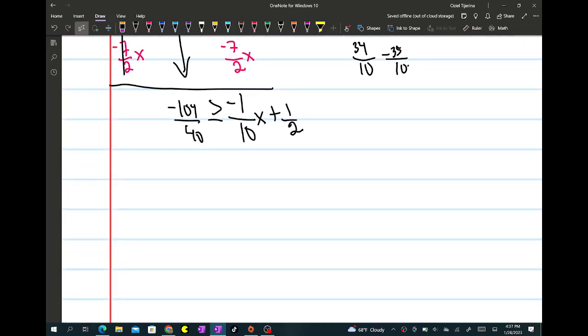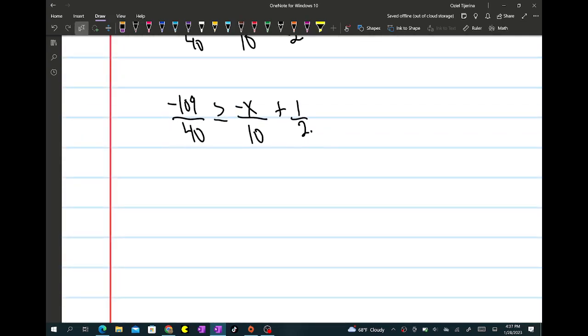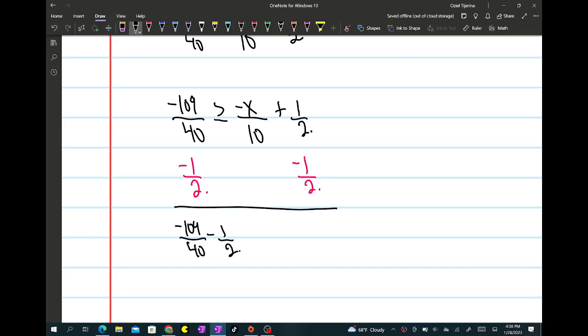Another thing I like to do here is I usually like to rewrite it a certain way. So I like to do this, where I put the negative x up here, and then the 10 on the bottom, and then plus 1 over 2. And then finally, what we're going to do is subtract 1/2 on both sides. And this becomes negative 109 over 40 minus 1 over 2 is greater than or equal to negative x over 10.